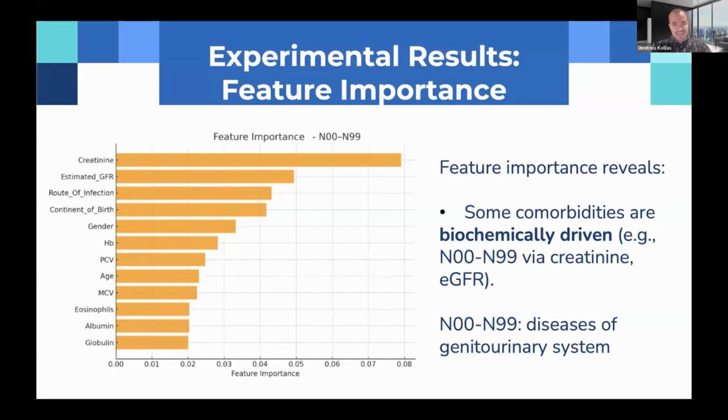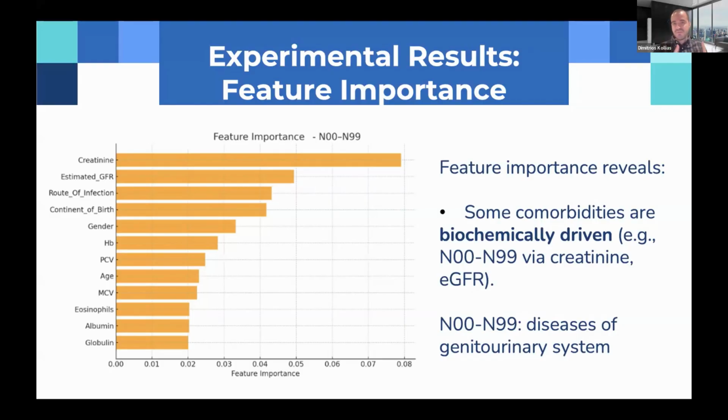This has to do with diseases of the genitourinary system. In such cases, and also some others that I don't present here, and you can have a look in the paper if you want, we have found that some comorbidities are biochemically driven. In this one, you can see that the most important ones are creatinine and estimated GFR, which is also clinically relevant. I'll come back to this after 2 slides and explain a little more about that.